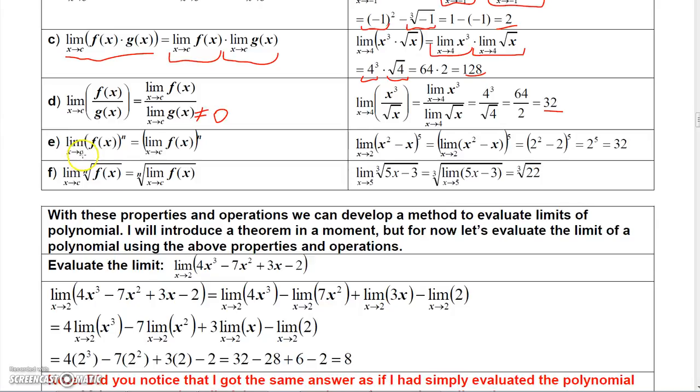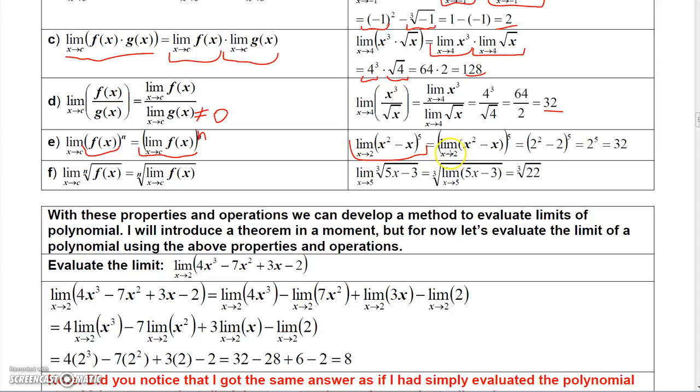Now, you can also calculate the limit of a function to a power, which is different than the limit of x to a power. This is the limit of a function to a power. Well, you can calculate the limit of the function first, and then you can raise that result to the power. Now, that would be easier because, look, if I asked you to evaluate the limit of x squared minus x to the 5th power, well, without this property, you would actually have to expand x squared minus x to the 5th power, which would give you maybe 20 or 30 terms. I don't know. But it'd give you a bunch of terms, and it would take a long time to do.